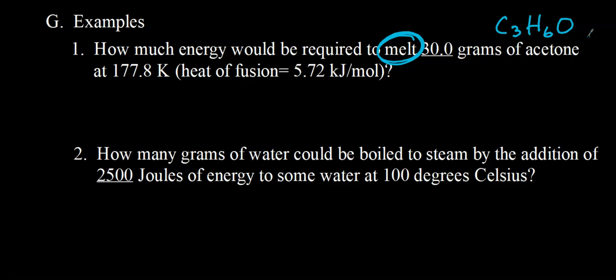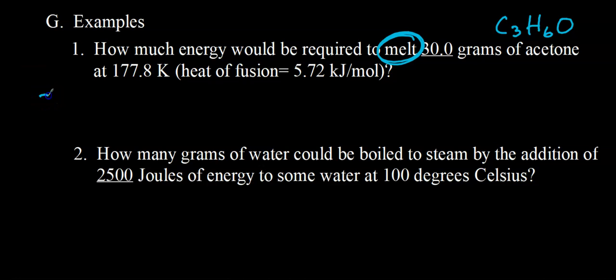Now, this problem is giving you a hint. It's telling you that you need to use the heat of fusion. On the test, it's not going to say whether to use the heat of fusion or the heat of vaporization. So that's why I said the key word here is melt. Anytime we see the word melt or freeze, you must think heat of fusion. All right, so let's set it up.